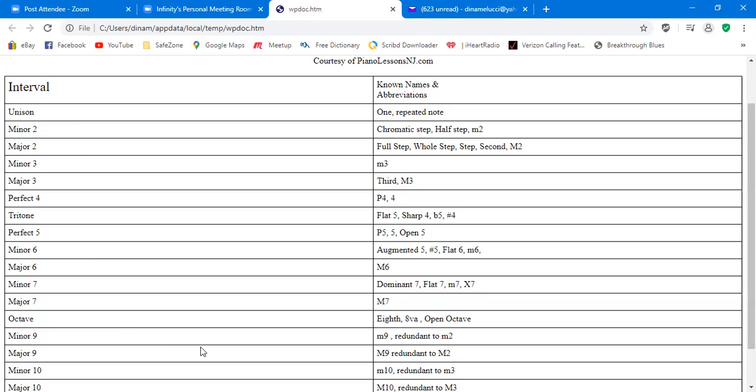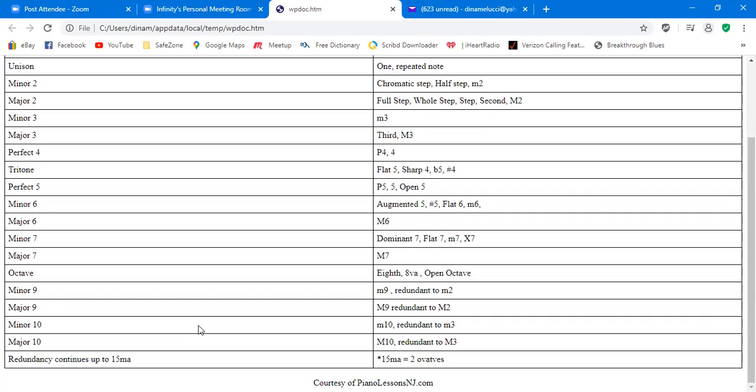Same thing with the major ninth. Major ninth, harmonic, ascending, descending, is redundant to a major second. Okay, and you could do the same thing. I can almost not do this one-handed anymore. My hand isn't that big. A minor tenth is redundant to a minor third, and a major tenth, a very, very pretty sounding interval, would be redundant to a major third.